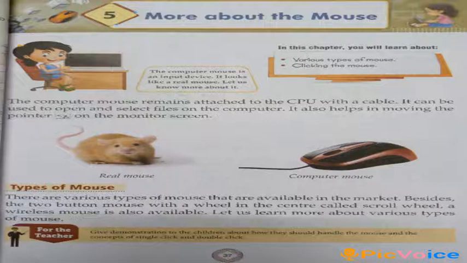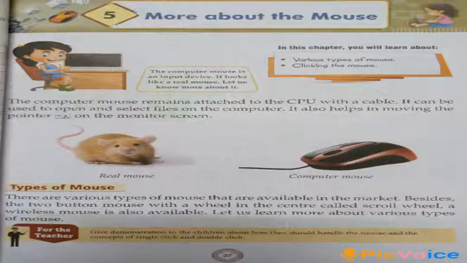My dear students, let us know more about the mouse. Computer mouse is like a real mouse. It is attached to the CPU with a cable. It can be used to open and select files or folders and other objects on the computer. It also helps in moving the pointer on the monitor screen. And there are various types of mouse available in the market.